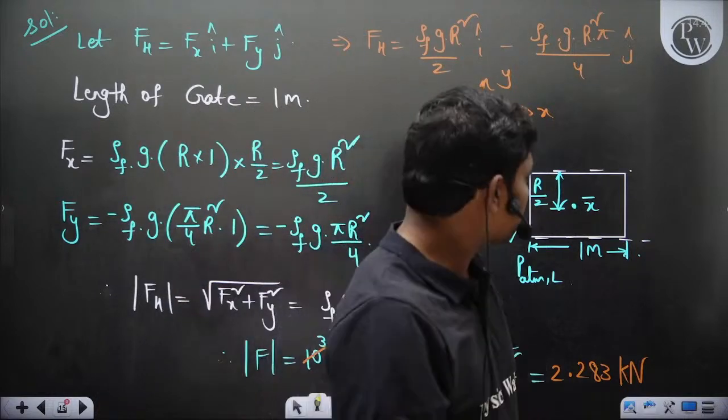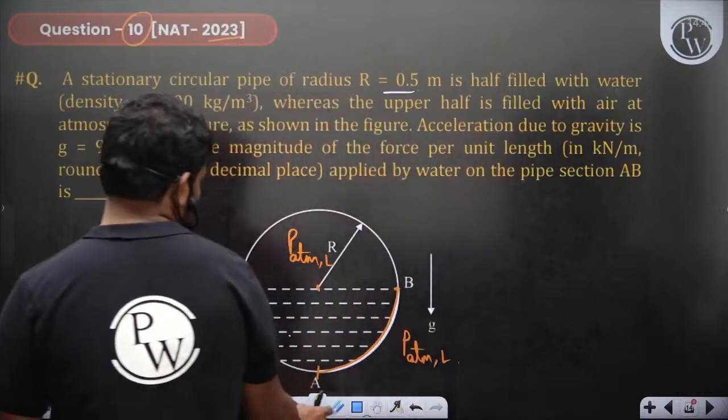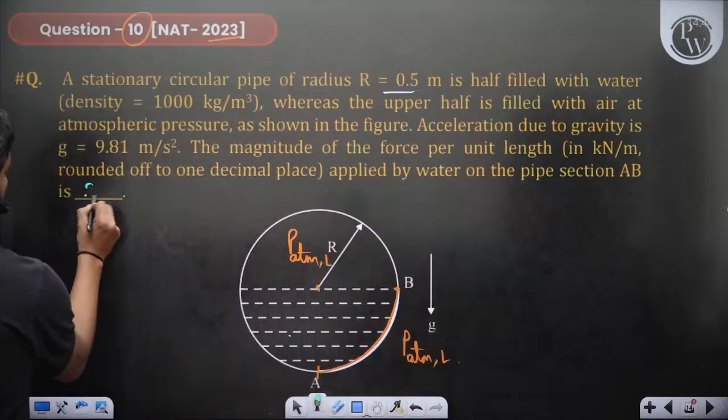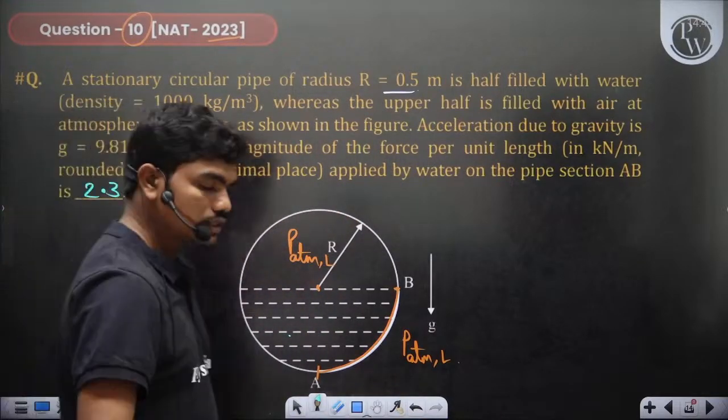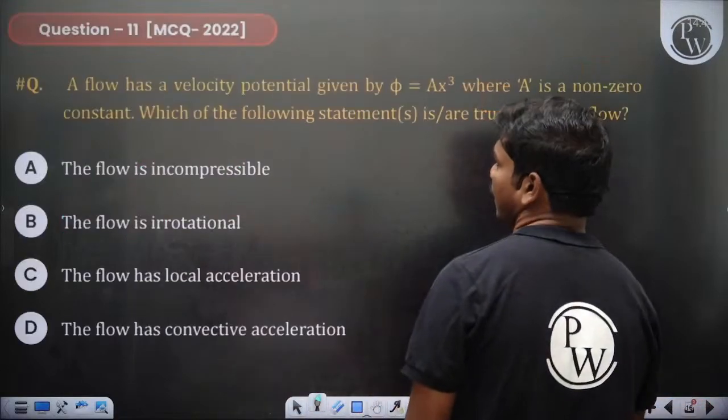Okay. So 2.283, but we have to round off to one decimal, so 2.3 kilonewtons, that's it. Okay. Chalo, let's go to the next question then.